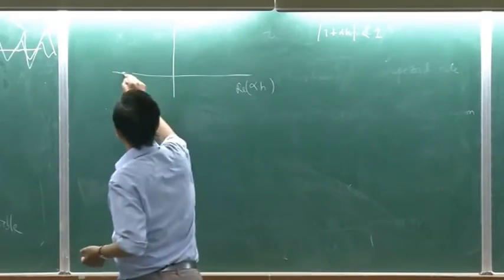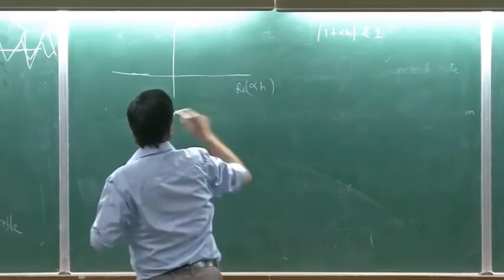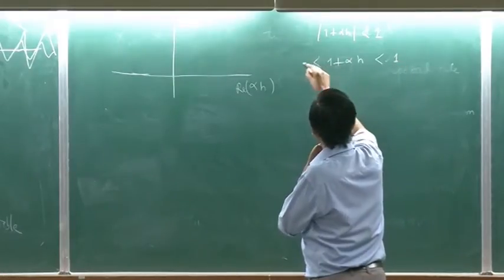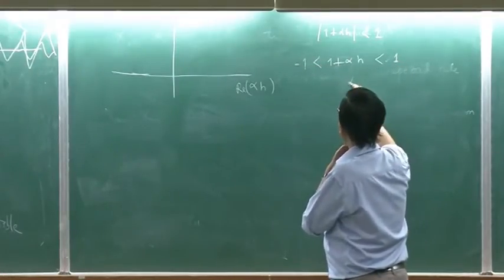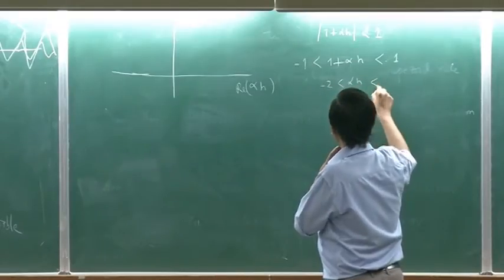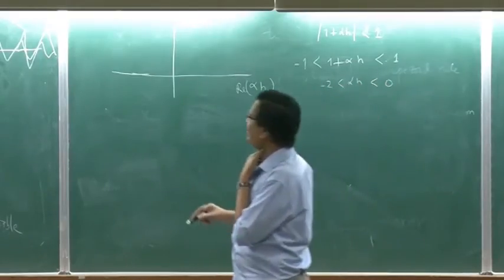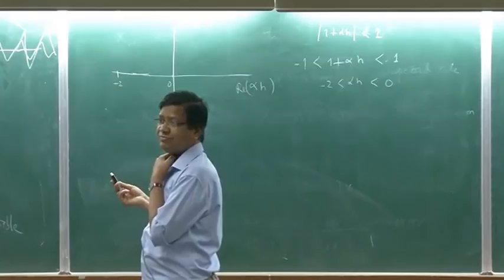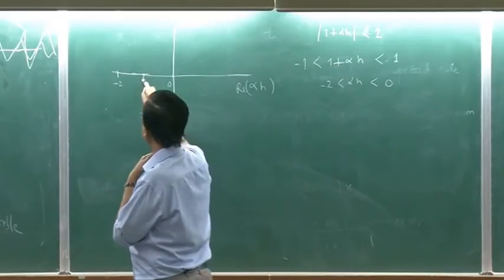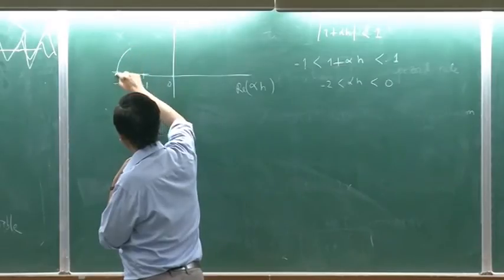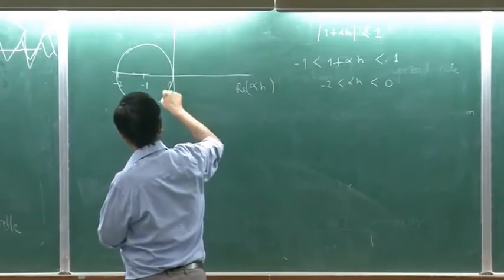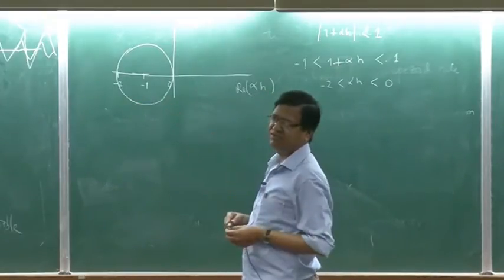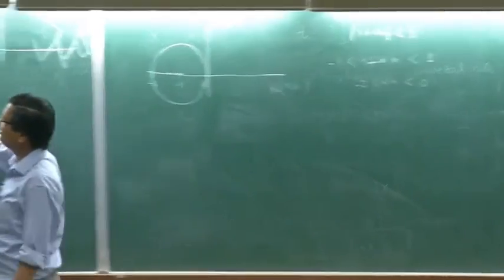To see that, let us think only on the real line. On the real line, 1 plus alpha h is less than 1 but greater than minus 1. So alpha h is greater than minus 2 and less than 0. On the real line, it lies between minus 2 and 0, and it is a circle with center minus 1. So this region is the region of stability for Euler scheme. Of course, my equation is of this sort.